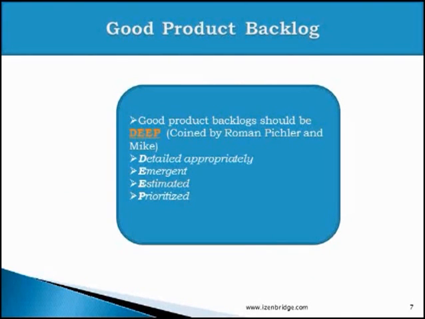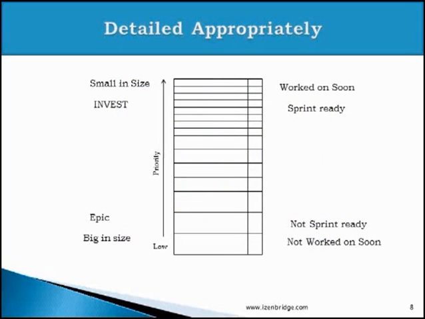The acronym DEEP summarizes the characteristics of a good product backlog. A good product backlog should be detailed appropriately, should be emergent in nature, should be estimated, and should be prioritized. Now, when we talk about detailed appropriately, as I was speaking about, product backlog is an ordered list of product backlog items. Now, when we talk about order, it means that the high priority items are coming at the top of product backlog and the low priority items are at the bottom of product backlog.